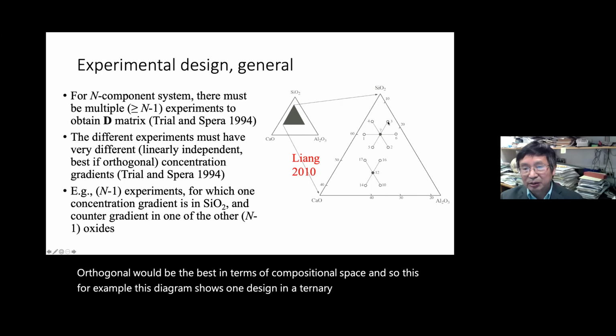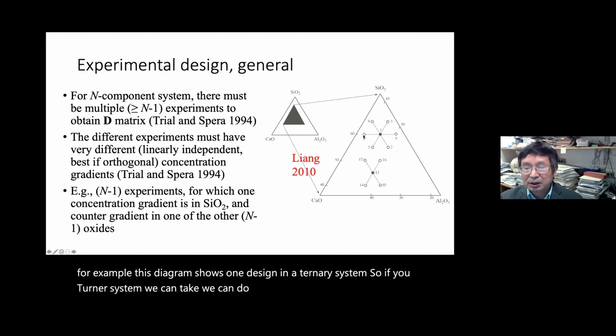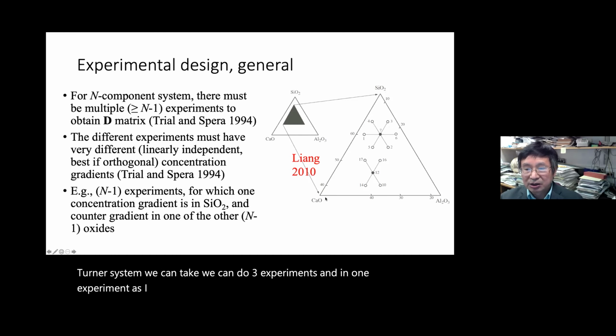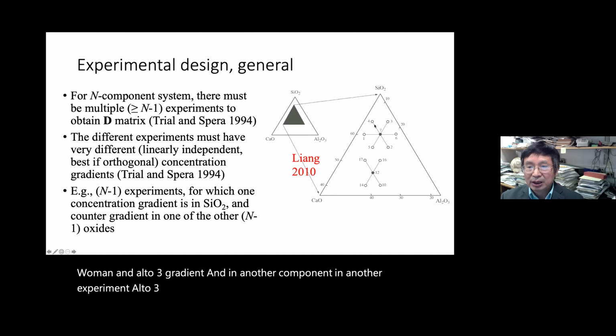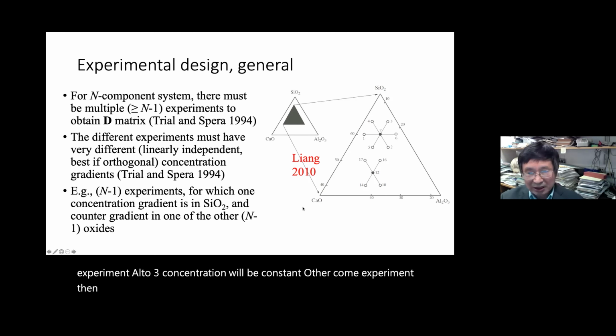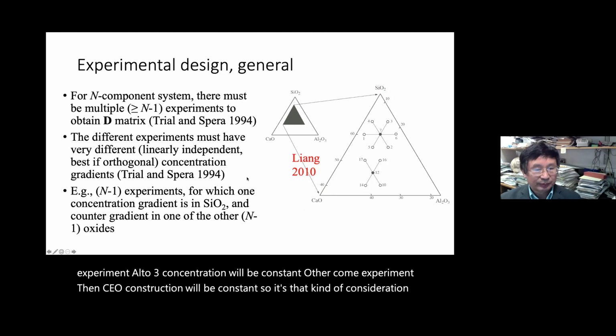In a ternary system, we can do 3 experiments. In one experiment, the SiO2 concentration would be constant, so there is only a CaO and Al2O3 gradient. In another experiment, the Al2O3 concentration will be constant. In another experiment, the CaO concentration will be constant. That is the kind of consideration in experimental design.